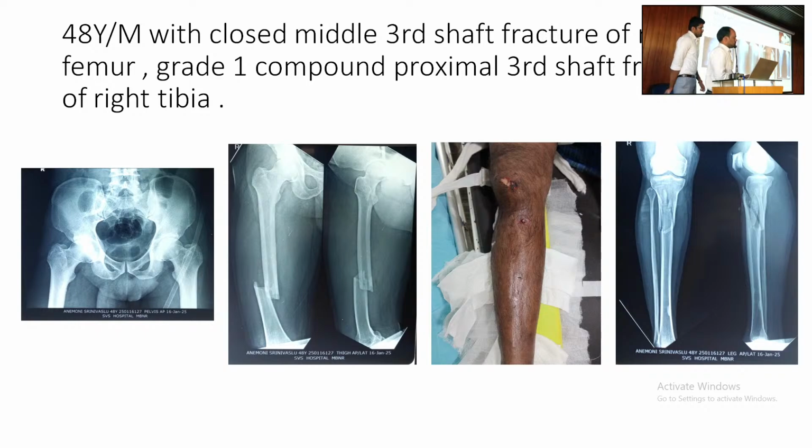So, if we immobilize this, again it is going to become stiff because of the quadriceps resistance to the fracture site. In the femur, the primary indication for internal fixation is ipsilateral fracture, whether it is upper limb or lower limb.